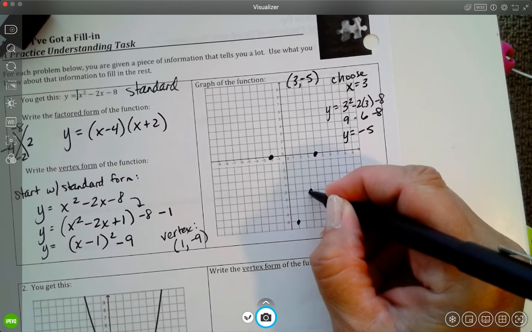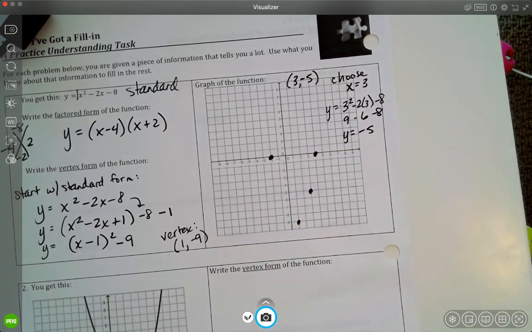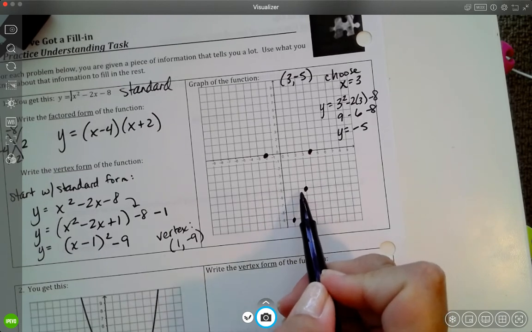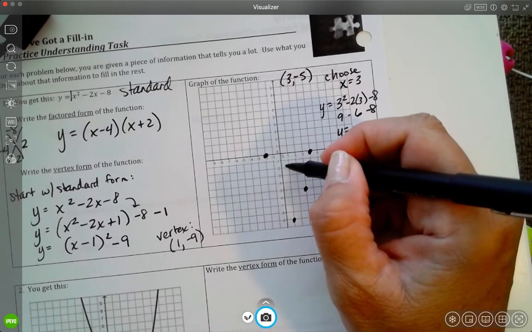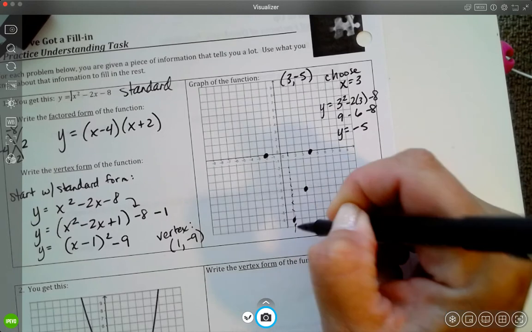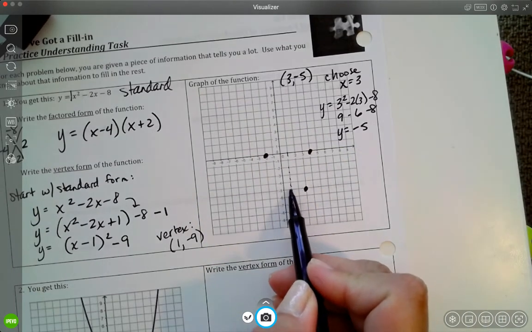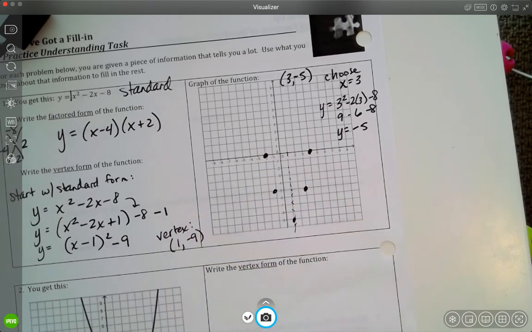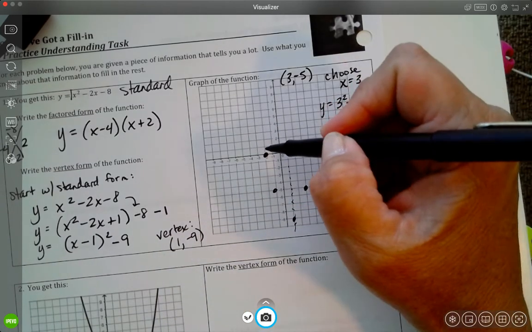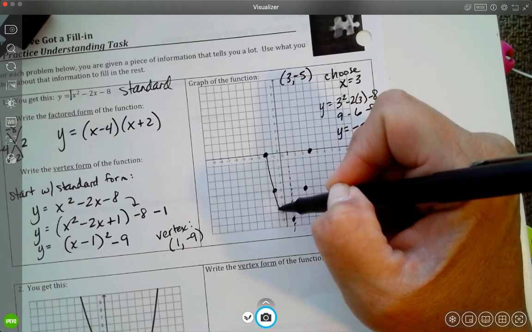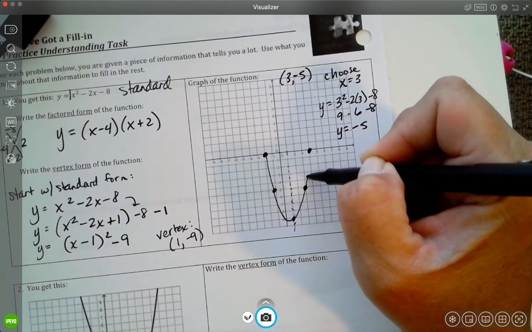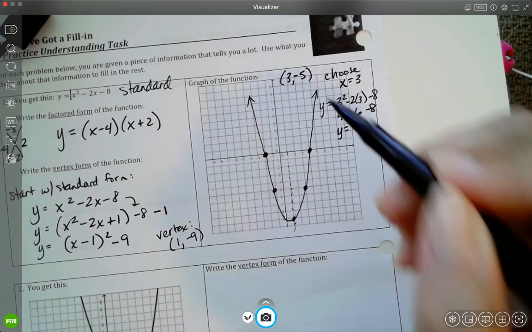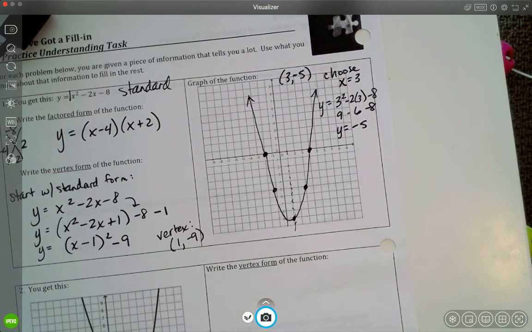Okay, right now I only have 4 points, but I don't really want to pick another x. I can just reflect the point that I found over the axis of symmetry. So the axis of symmetry is right along here. This is 2 away from the axis of symmetry, so 2 on the other side. Okay, now I have some more points to sketch a smooth curve. So I'm just going to go ahead and try to sketch a smooth curve here and extend it out.